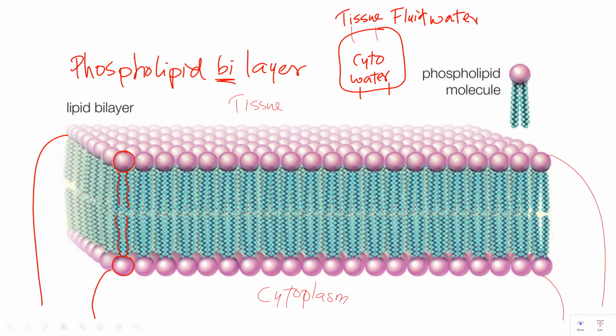The head is facing there because there is water inside. So what do you call the head? Hydrophilic. Okay. And why is this head facing the tissue fluid? Because it contains water. Okay. So hydrophilic heads of both the layers face either cytoplasm or tissue fluid.